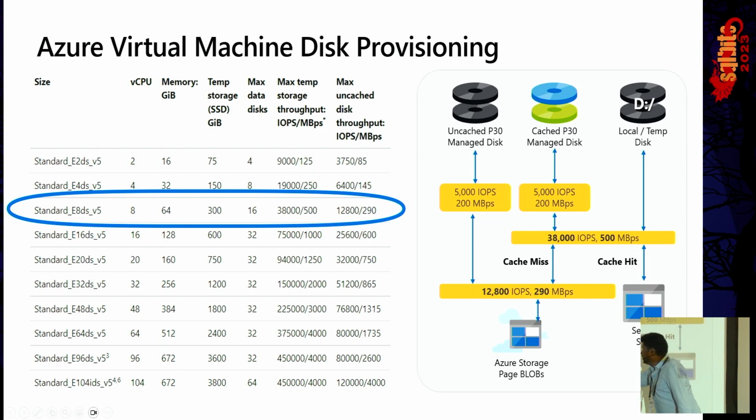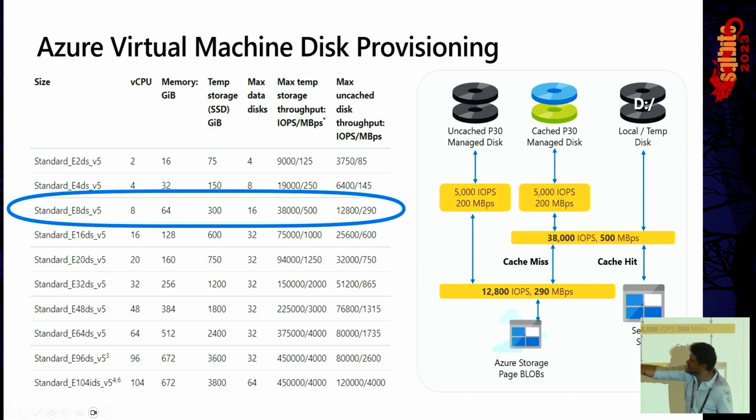Okay? This is the remote storage. This is the local storage. These are the disk storage, as in every disk has P30, P20, P10. There are different types of disks. For each disk, there is a certain limit of IOPS and throughput. So for a P30 disk, the max IOPS that you can go is 5,000. Max throughput you can go is 250. For this entire VM, which is E8DSv5, the maximum IOPS that you can go is 12,800. And the local disk has 38,000 IOPS.